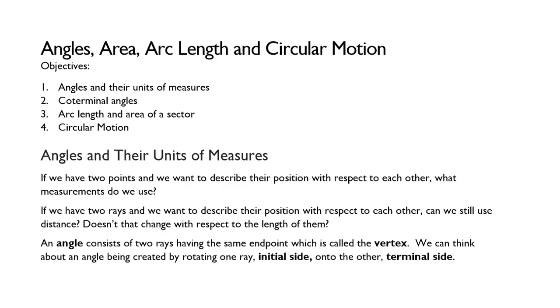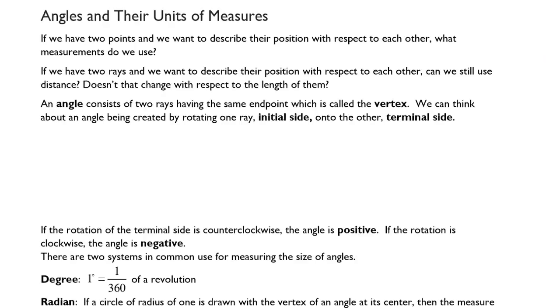Welcome to part 1 on angles, area, arc length, and circular motion. In this section, we'll be looking at angles and their units of measure, coterminal angles, arc length and the area of a sector, and circular motion. Let's start with angles and their units of measure.